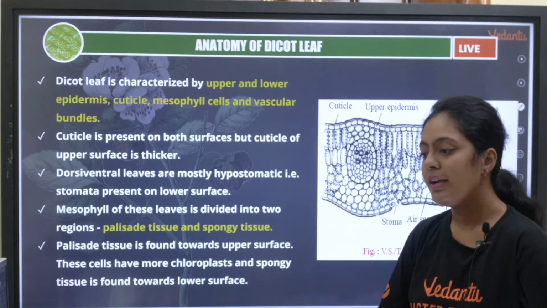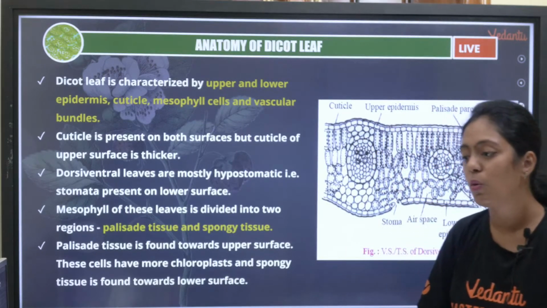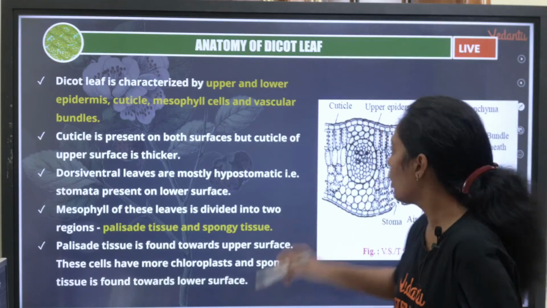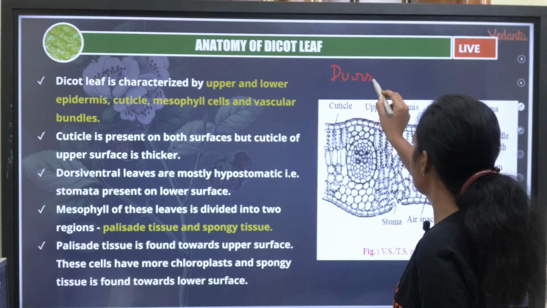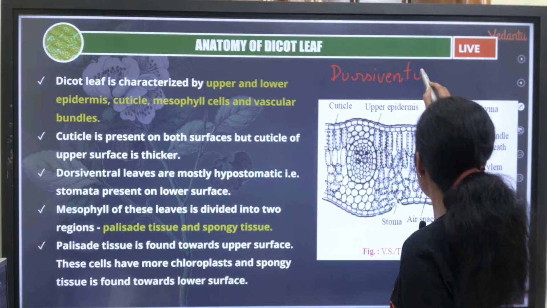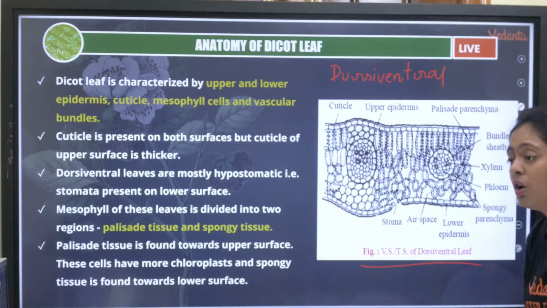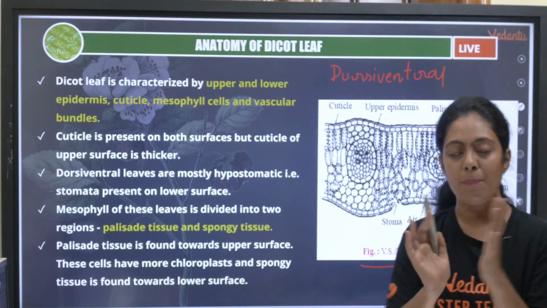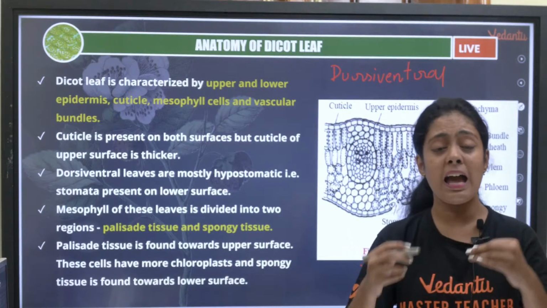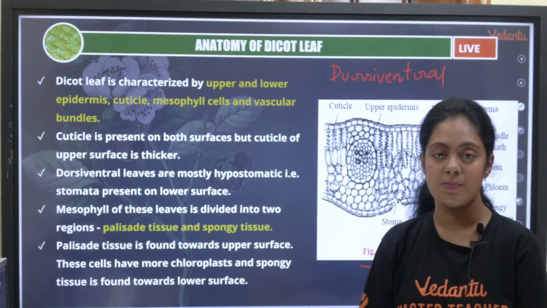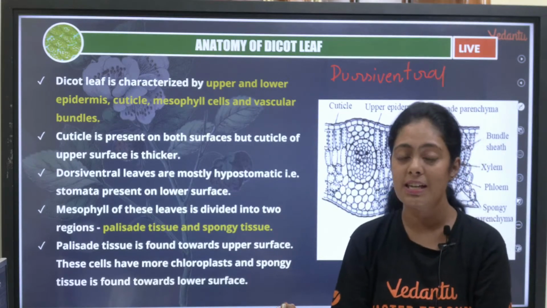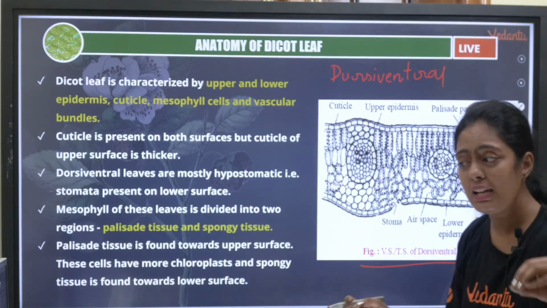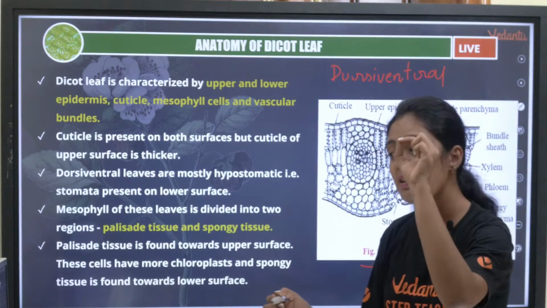What do we call the dicot leaf? One of you at least. We call it as dorsiventral leaf. Very good, Janice. So what is mostly there in a leaf? It will be having chloroplast rich cells because that is where photosynthesis takes place. That is called the kitchen of the plant, correct? So that's very, very important. It is very good. Dorsiventral leaf.